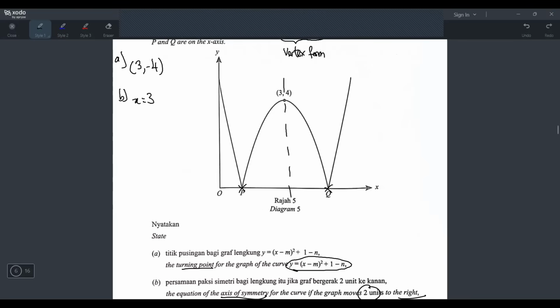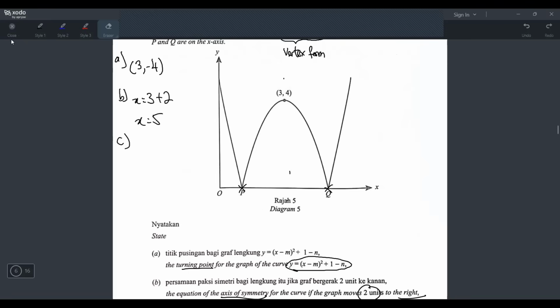But they say the graph moves 2 units to the right. It means the x coordinate is not 3 anymore. It becomes 5 already because if the whole thing moves to the right, I have to plus 2. So your new axis of symmetry becomes x equals 5. So that's the answer. Okay, so easy. Okay, Add Maths. All right, so that's done.